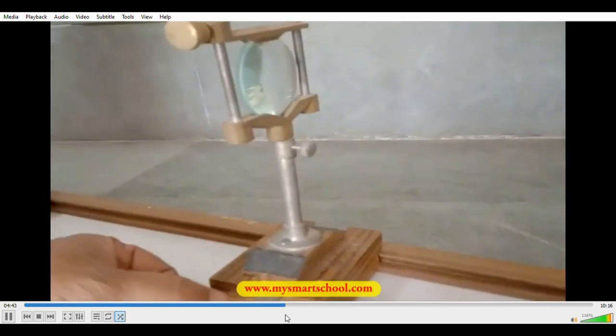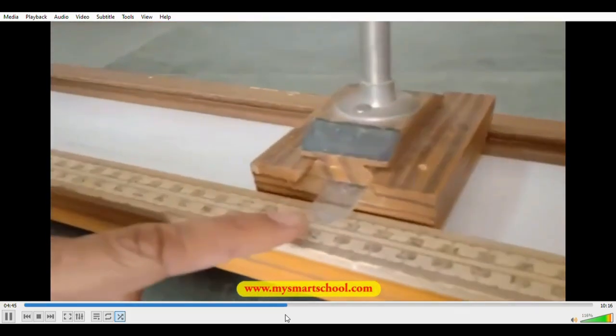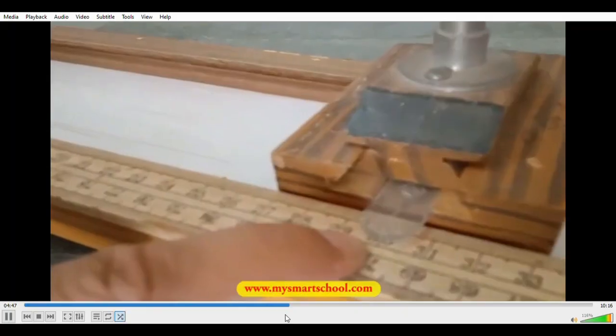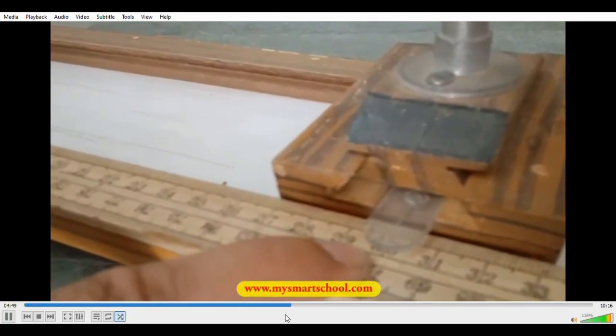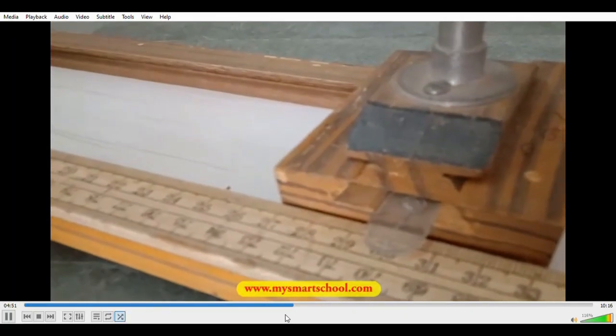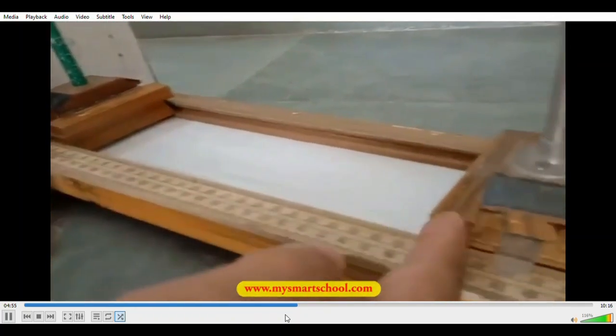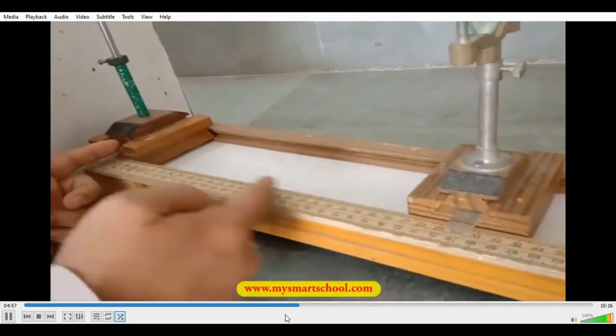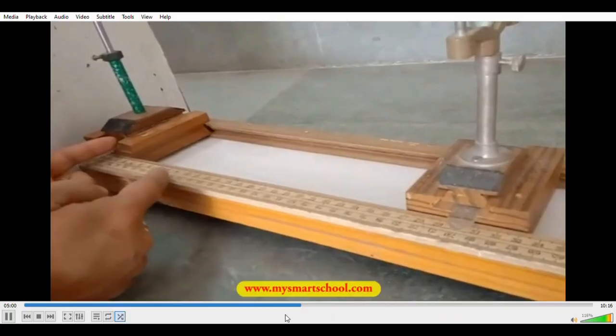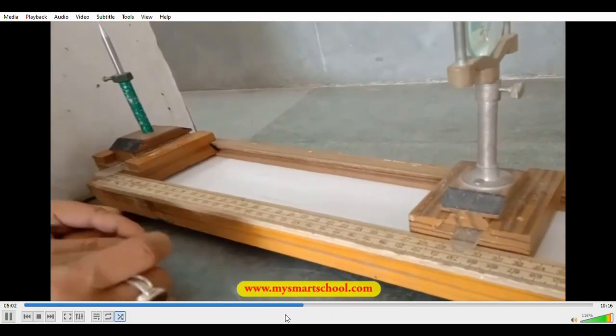Lens position. You can see there is a white mark here also. The lens position is set at 30 centimeter. What this means is, from the object up to the lens, this distance, as you already know if you have studied properly, is the object distance u. So u value we are fixing.